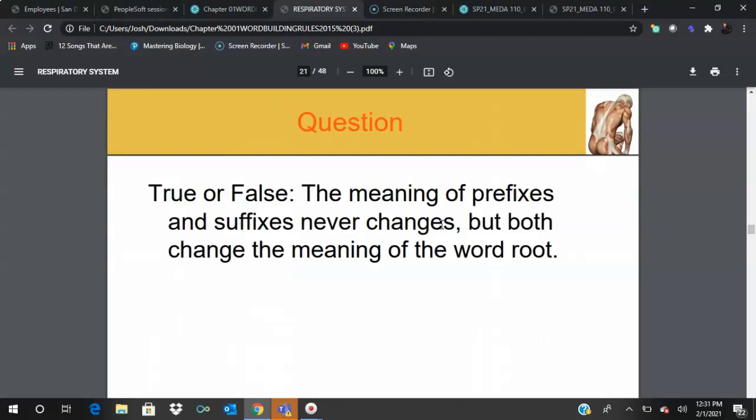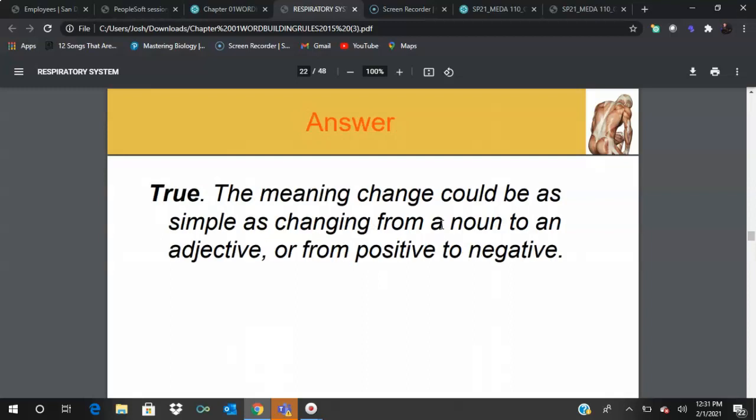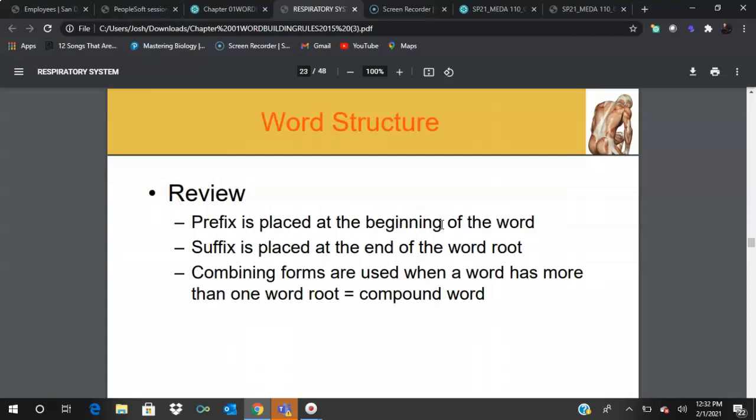So a question: the meaning of the prefixes and suffixes never changes, but both change the meaning of the word root, okay? So the thing to look at is when you put these together, the word root itself doesn't change, but the overall meaning of the word will change, okay? And sometimes it's as simple as changing it from a noun to an adjective, or even changing something from being positive to negative, okay? There's a lot of words that mean no, not, or have a negative connotation. It can actually change the meaning of that word.